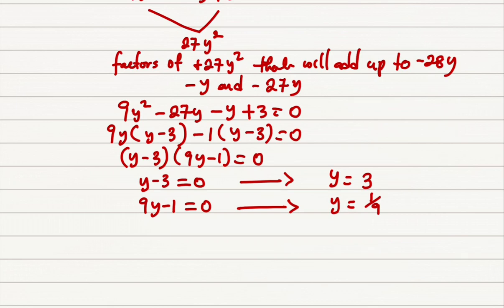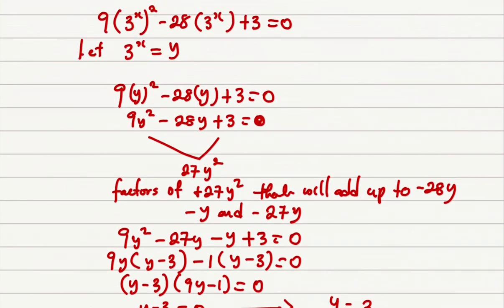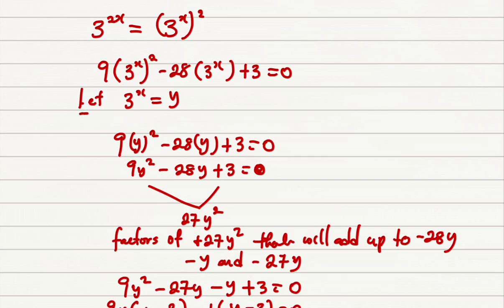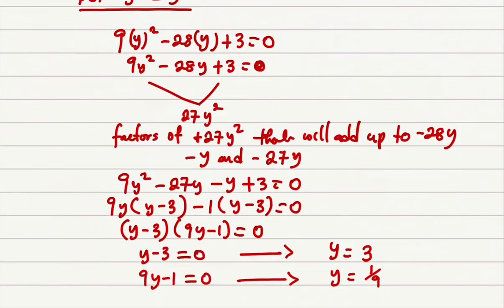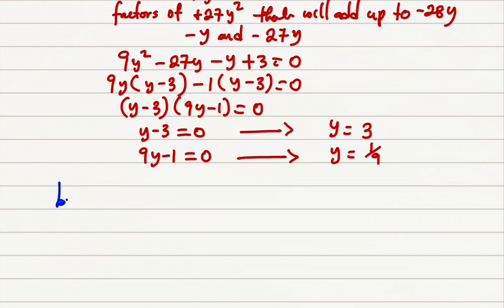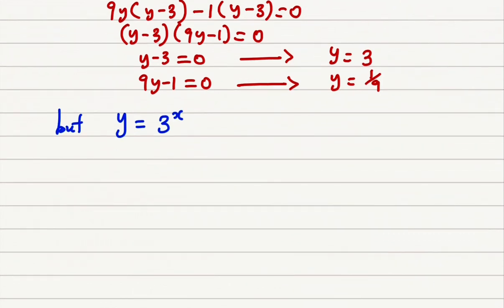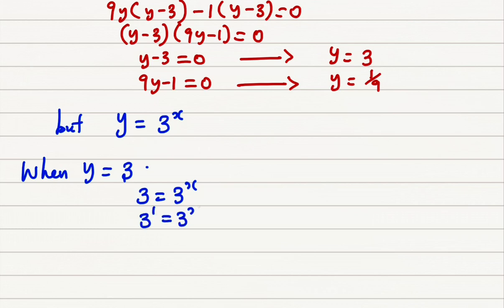So I'm done. But remember, I introduced y. What we know is x. So I'm going to use this to actually get the values of my x. Watch and see what I'm going to do. We have y is actually 3 raised to power x. So we now come down. When y is equal to 3, what I'm going to have is 3 is equal to 3 raised to power x. This is the same thing as saying 3 raised to power 1 is equal to 3 raised to power x. Hence our x is equal to 1.